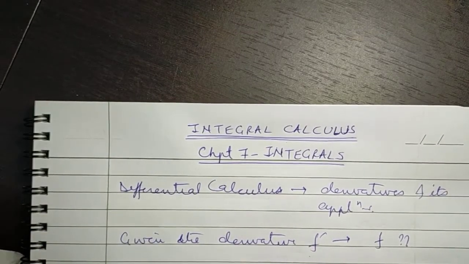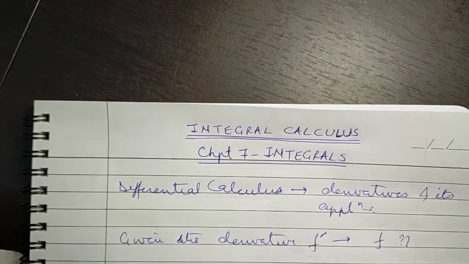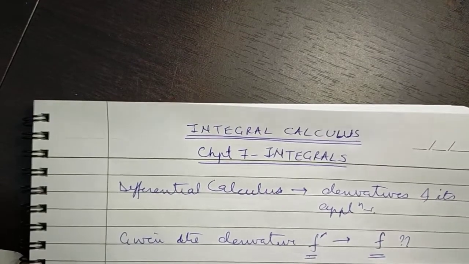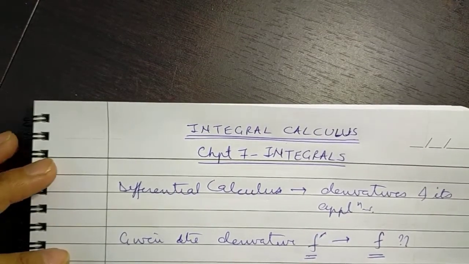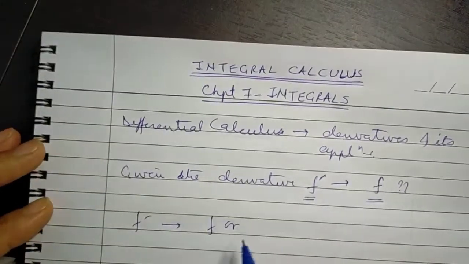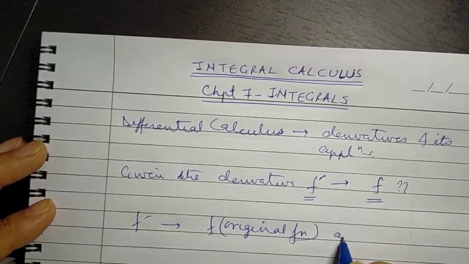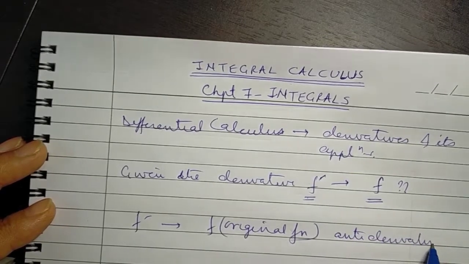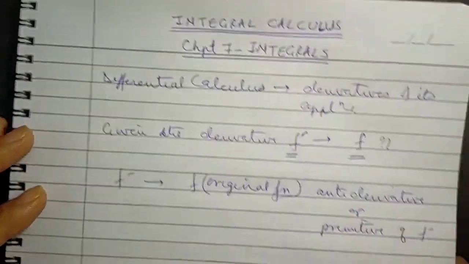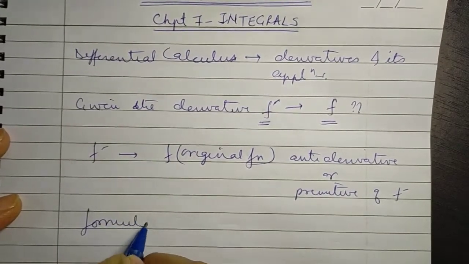So basically the question which arises is to find the original function f from which the derivative f dash has been derived. Okay, so given f dash, the corresponding function f, which is the original function, is called the antiderivative or primitive of f dash.